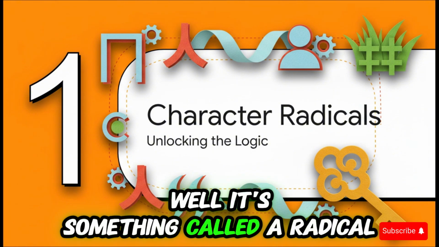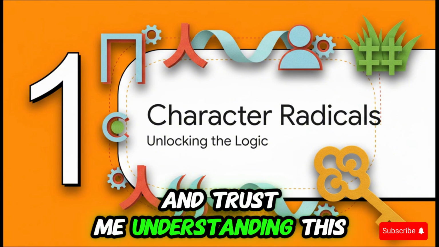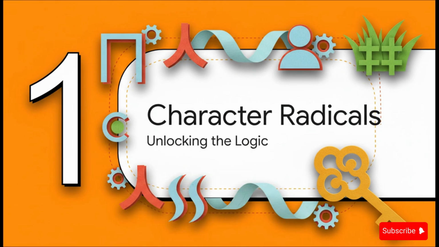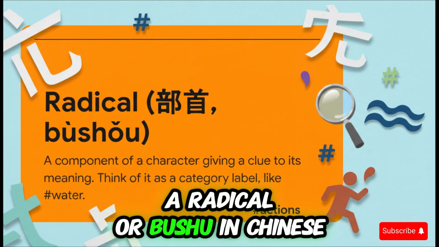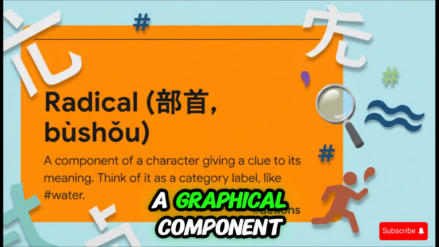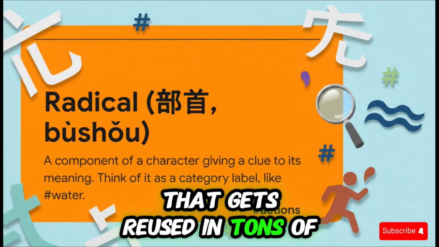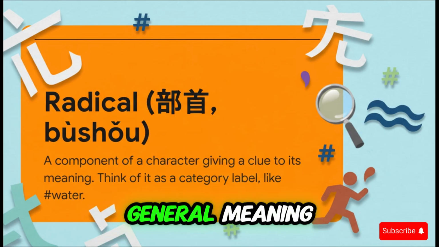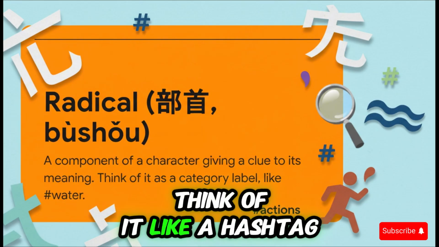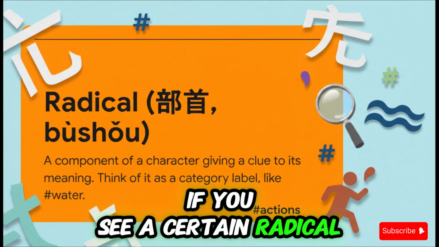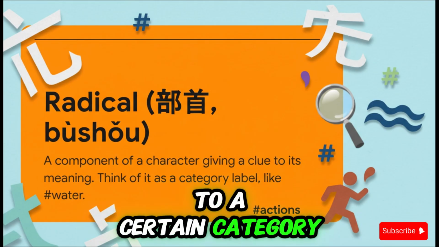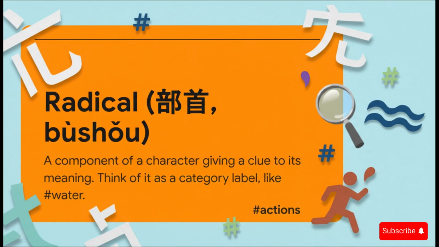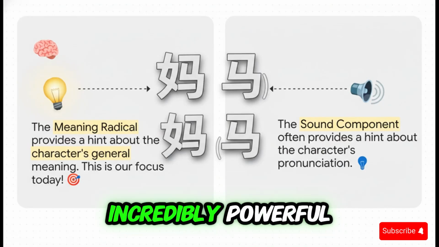Well, it's something called a radical. And trust me, understanding this one concept is the single biggest shortcut you can take to learning the language. A radical, or bushou in Chinese, is basically a graphical component that gets reused in tons of different characters. Its job is to give you a hint, a clue about the character's general meaning. You can almost think of it like a hashtag. If you see a certain radical, you know the character belongs to a certain category, like hashtag water, or hashtag people, or hashtag actions.